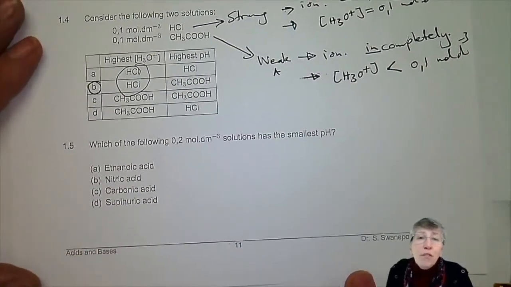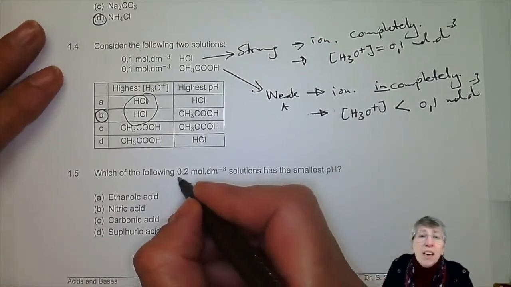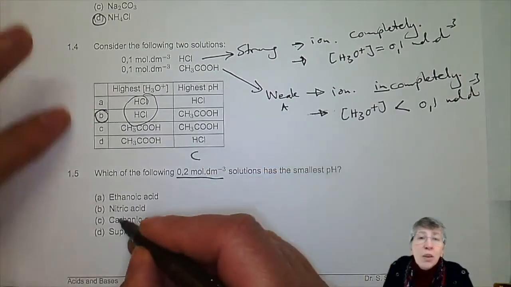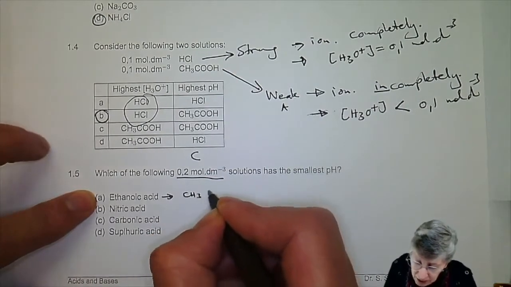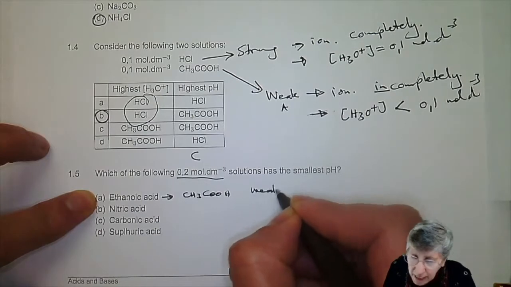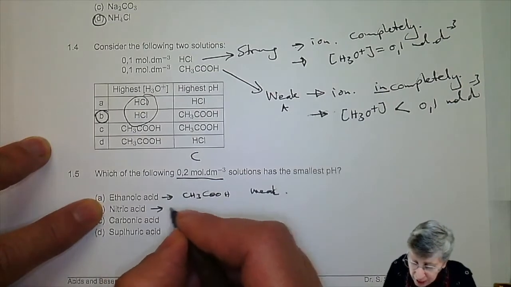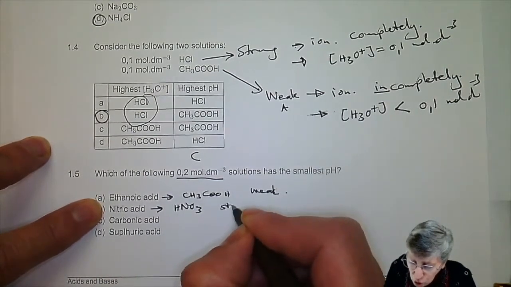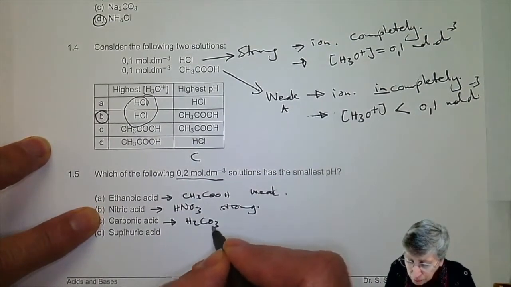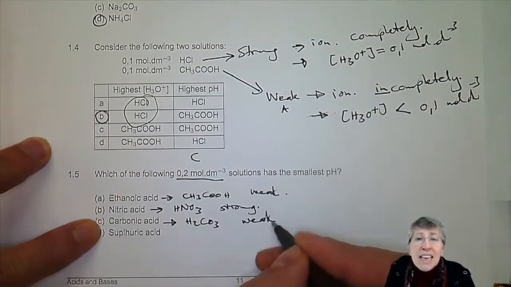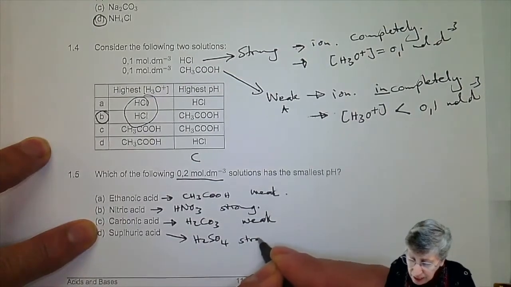Last one there, which of the following 0.2 mole per cubic decimeter solutions has the smallest pH? Now they've all got the same concentration, so how do they ionize? Now, ethanoic acid, CH3COOH, what do I know? This is a weak acid. It will only ionize incompletely, right? What do we know about nitric, HNO3? That is a strong one. That will ionize completely. Carbonic acid, H2CO3, weak, ionizes incompletely, and sulfuric acid, H2SO4, strong, and ionizes completely.